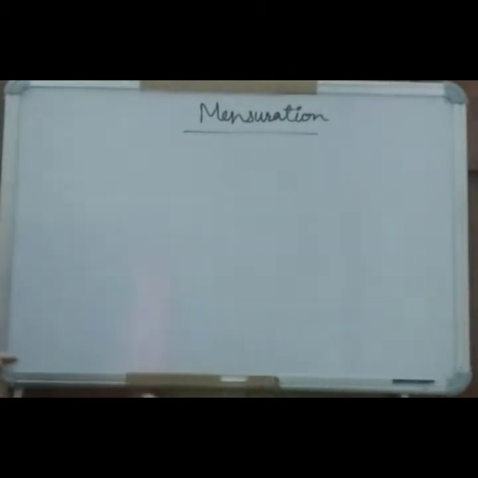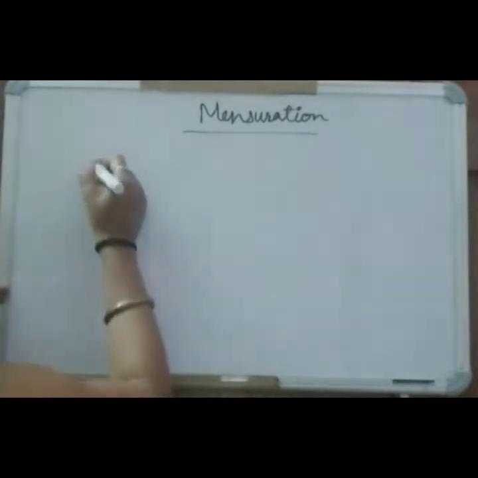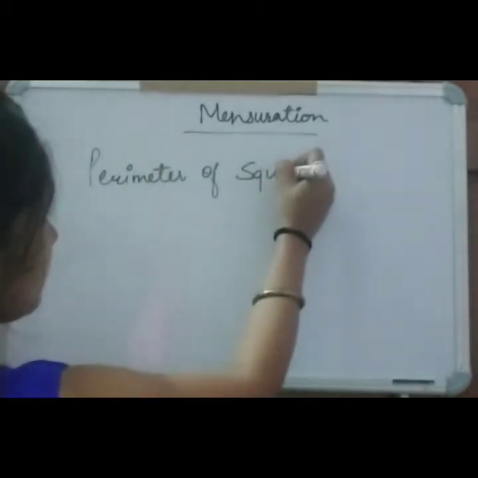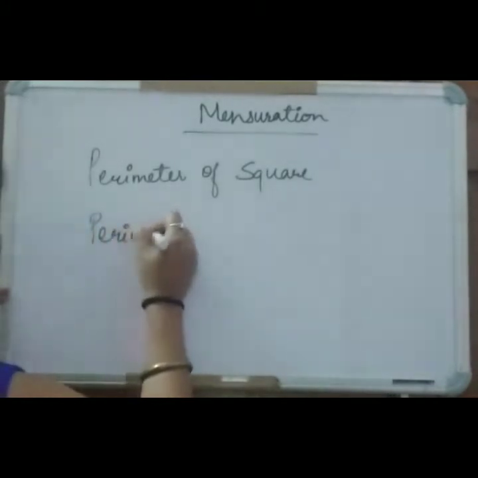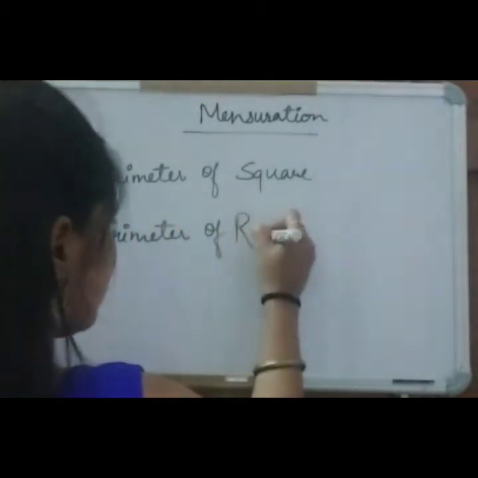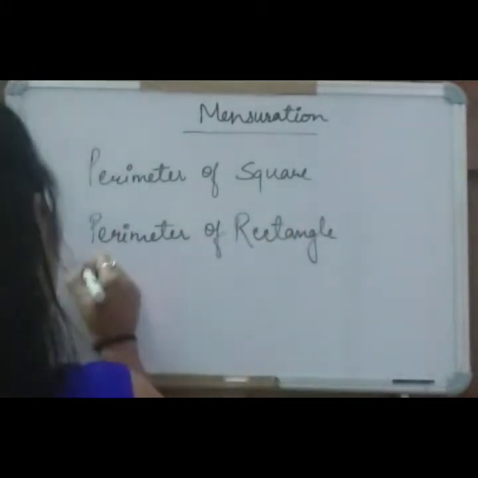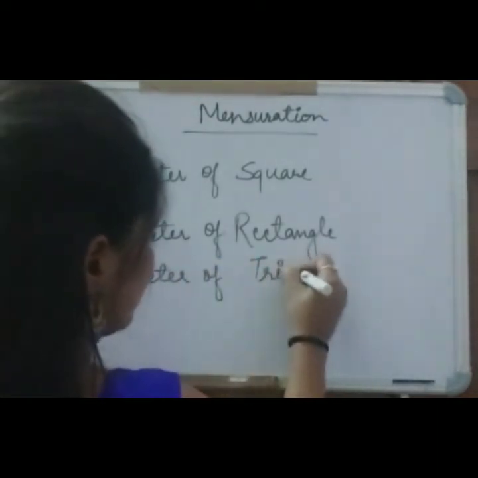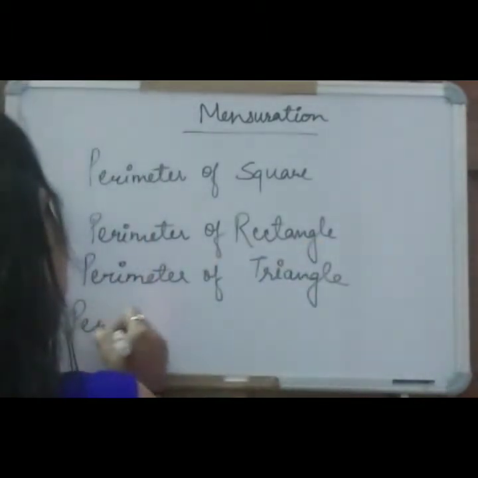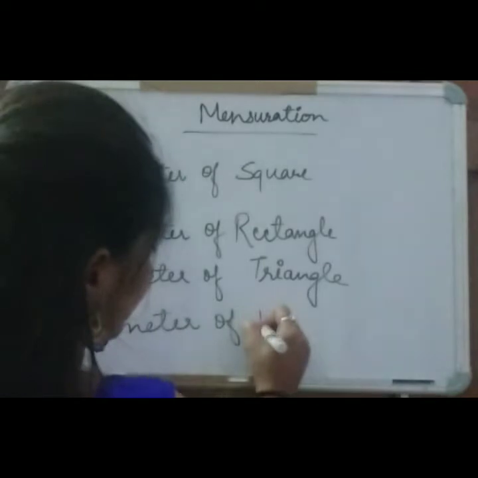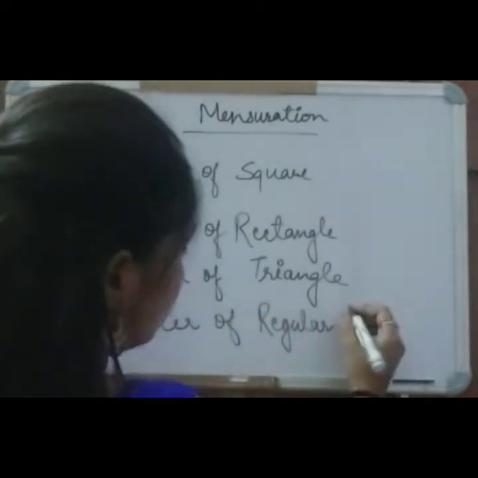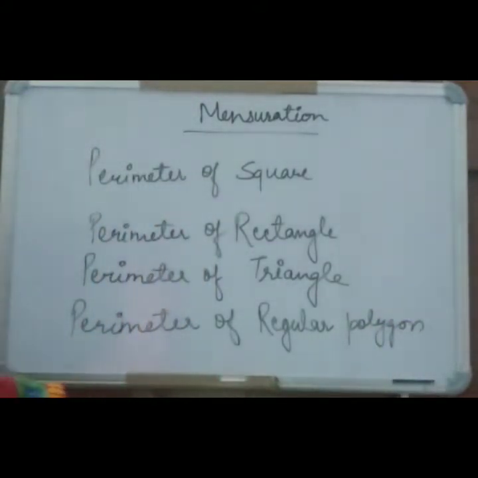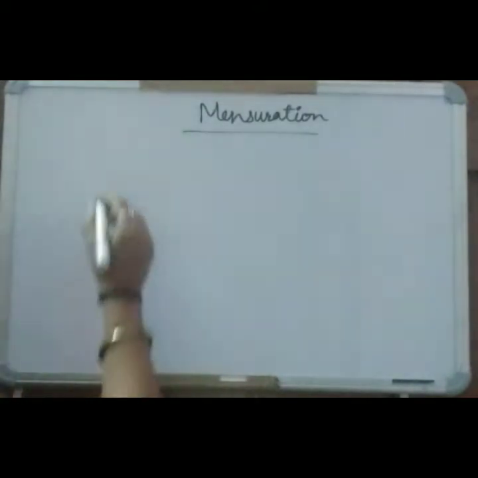Okay. So here we will learn about the perimeter of square, perimeter of rectangle, perimeter of triangle, and perimeter of regular polygons, means other polygons like hexagon, heptagon, octagon, all these. Okay. So now see here, first of all, rectangle.